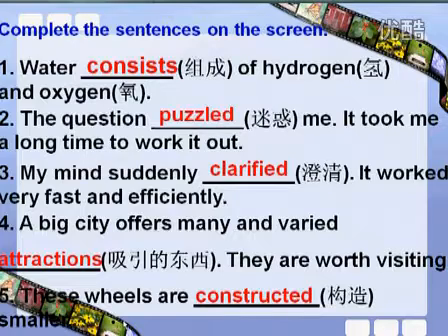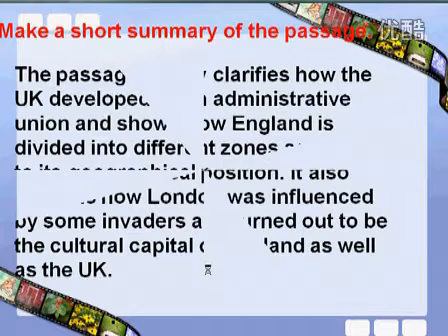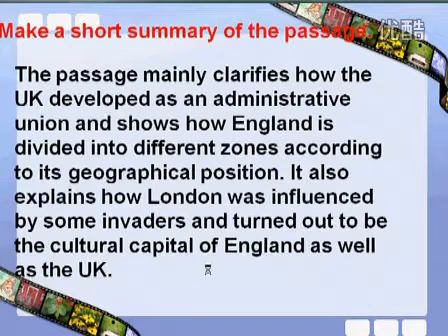Okay. Now make a short summary of the passage. This passage mainly clarifies how the UK developed as an administrative union and shows how England is divided into different zones according to its geographic position. It also explains how London was influenced by some invaders and turned out to be the cultural capital of England as well as the UK. This is the summary.